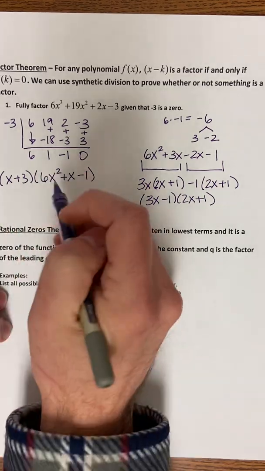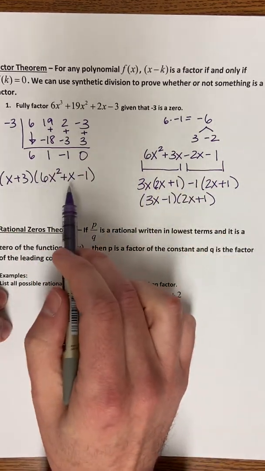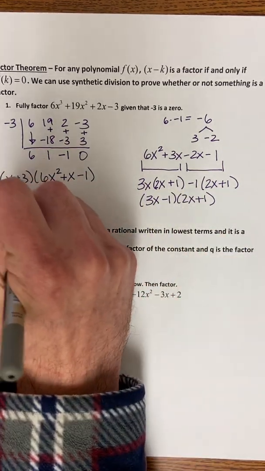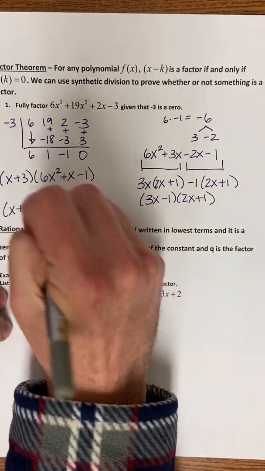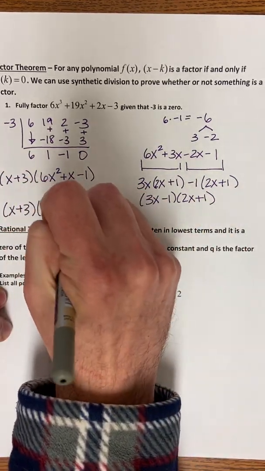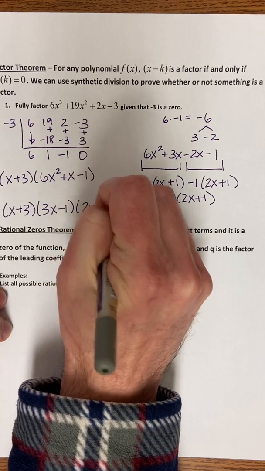And this is, of course, factoring what was remaining over here. So the x plus 3 is still in play. So the fully factored form of this is x plus 3, 3x minus 1, and 2x plus 1.